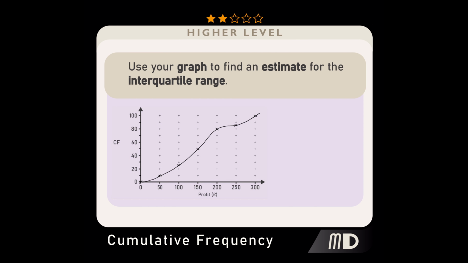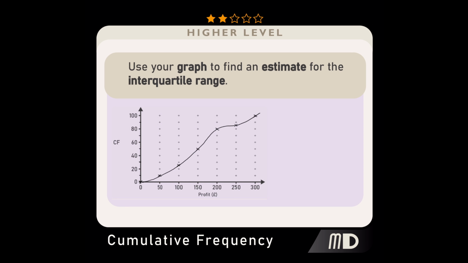This is the fourth and final part of a 4-part question. We've been asked to use our graph to find an estimate for the interquartile range. The interquartile range is a measure of dispersion and concentrates on the middle 50% of values. It's the difference between the third or upper quartile and first or lower quartile.